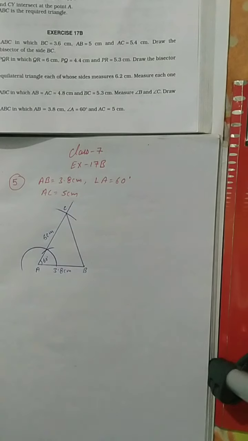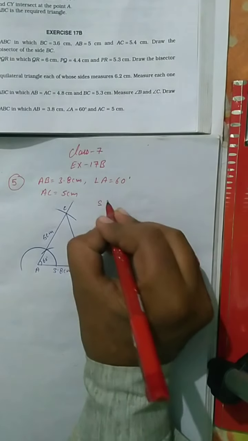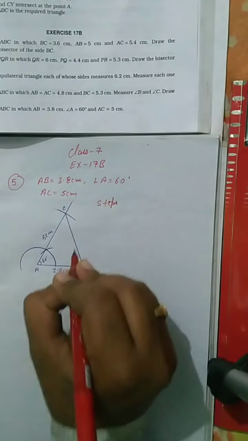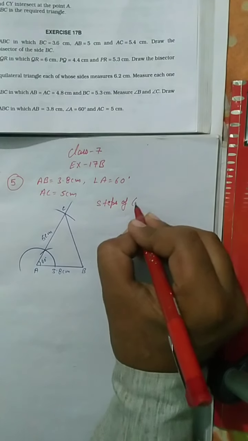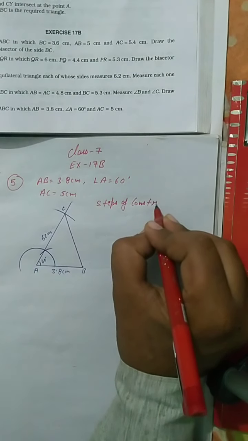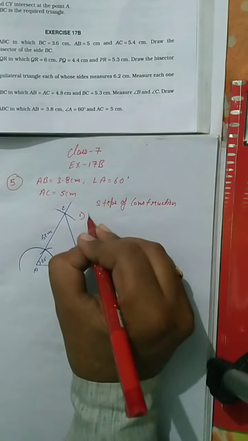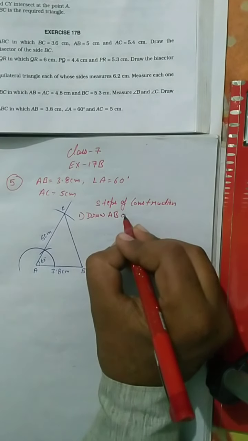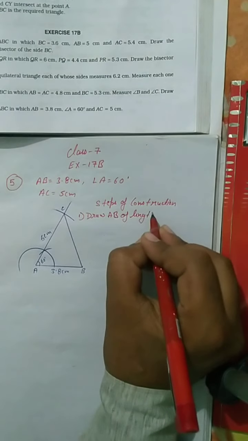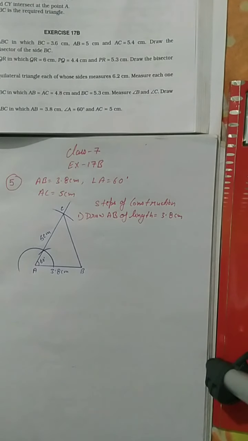Now what are the steps of construction in this? Mainly in this chapter you also have to write the steps of construction, how you have made this figure, whether a triangle, rectangle, whatever is given. Steps of construction. First, draw AB of length 3.8 centimeter. सबसे पहले हमने AB 3.8 सेंटीमीटर की बनाई है.